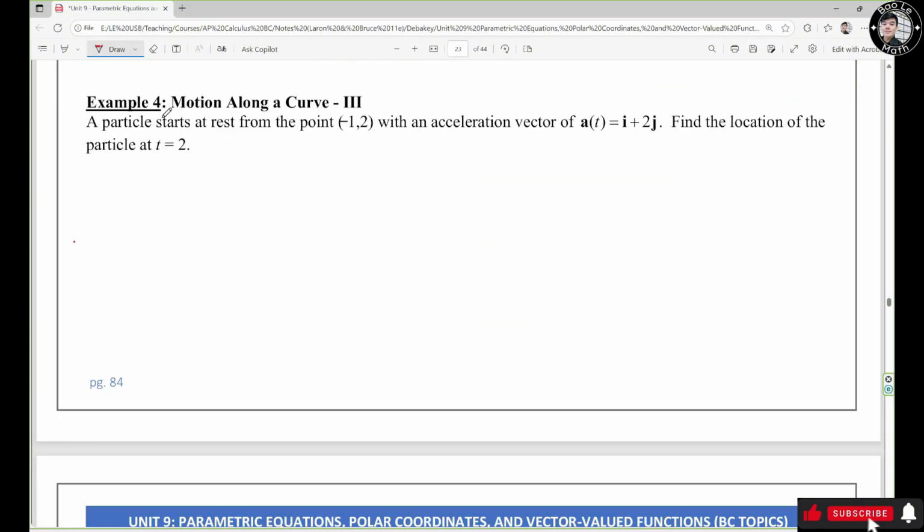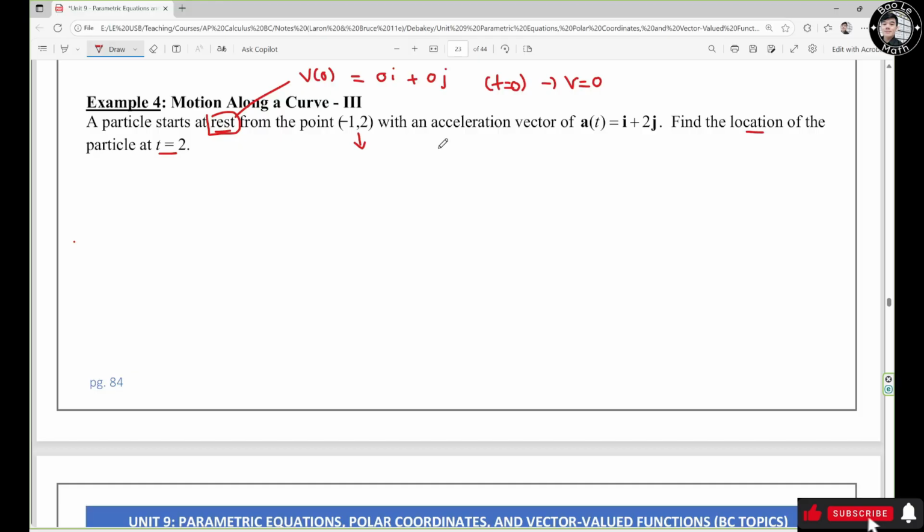Now let's move on to statement number 4. A particle starts at rest, which means v of 0 equals 0i plus 0j, that is, at t equals 0, v equals 0. It starts from the point negative 1 and 2, this one is the i and j components of the position, with an acceleration vector of a of t equals i plus 2j. Find the location of the particle at t equals 2.